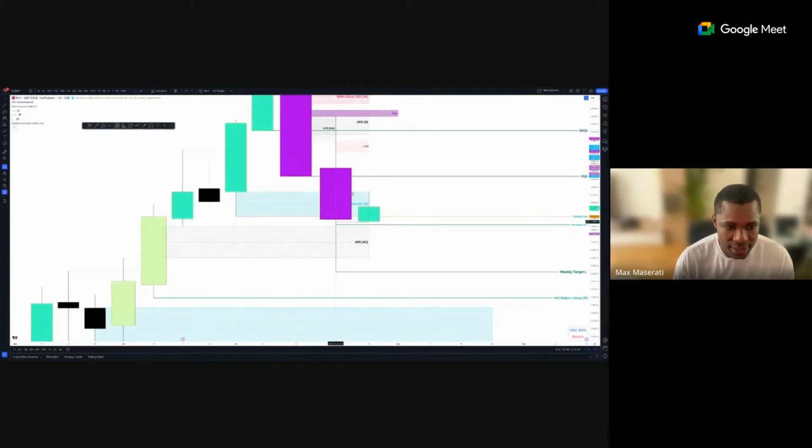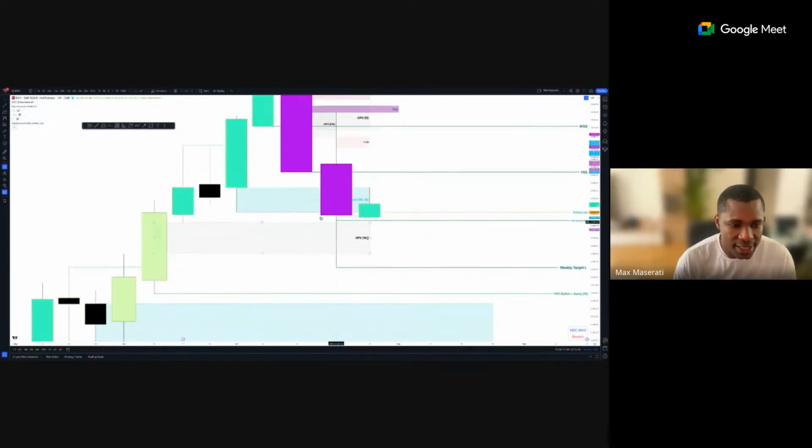Since this weekly candle already closed, we don't really need this unfair pricing gap anymore, because the weekly candle closed, but the weekly candle respected this unfair pricing gap. As we can see, the weekly candle didn't close inside the unfair pricing gap, so we can still have it as a confluence.